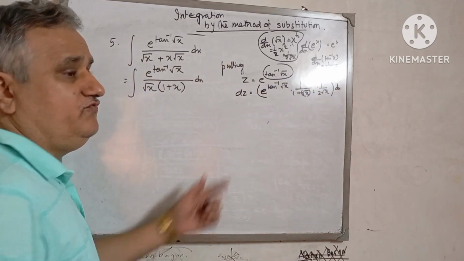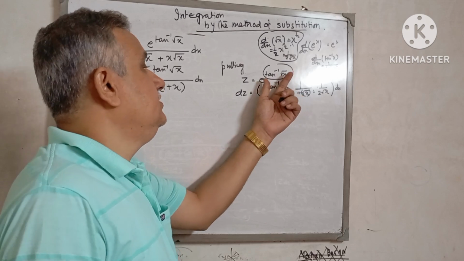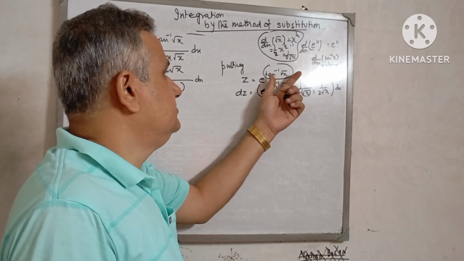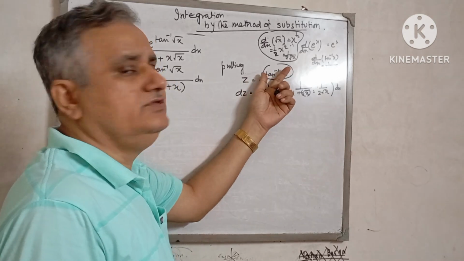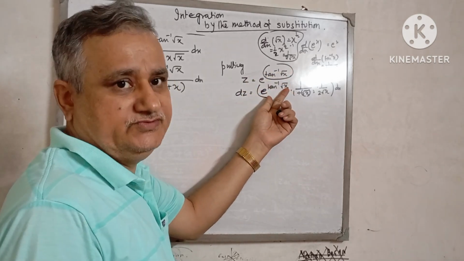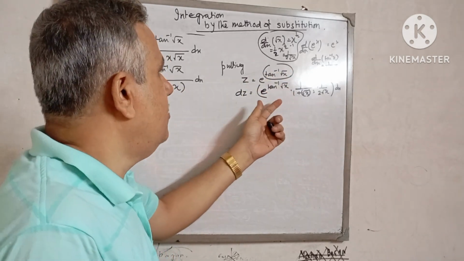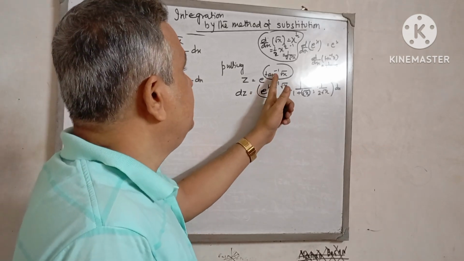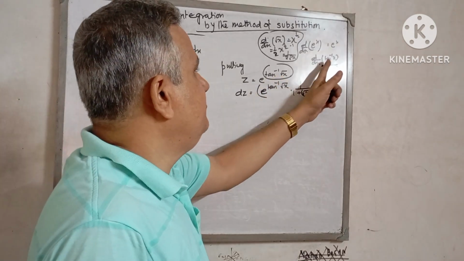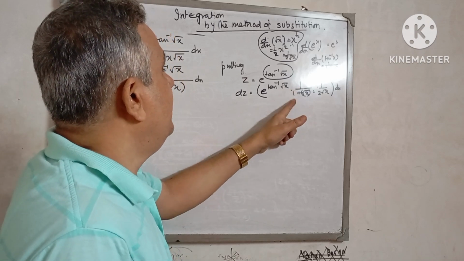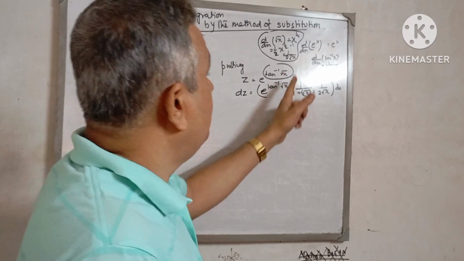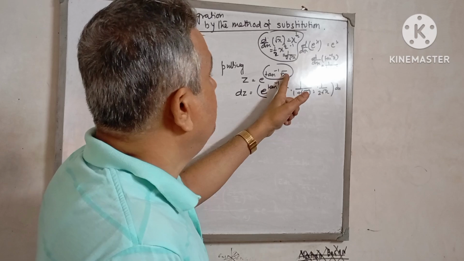By chain rule, you first differentiate e to the power tan inverse root x, considering tan inverse root x is simply x, so e to the power x differentiation is e to the power x, e to the power tan inverse x. Now we have to differentiate tan inverse x. The formula is 1 by 1 plus x square, that is 1 by 1 plus root x whole square. Now again we have to differentiate the root x.